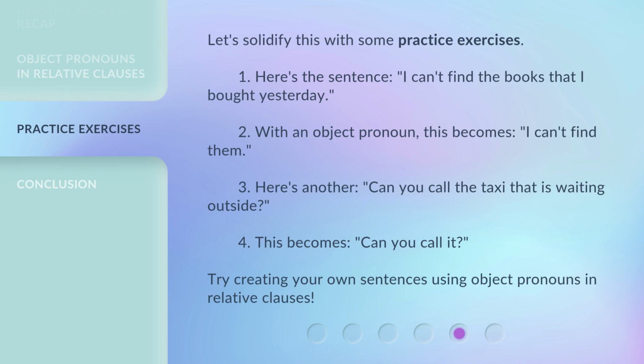Let's solidify this with some practice exercises. 1. Here's the sentence. I can't find the books that I bought yesterday. 2. With an object pronoun, this becomes, I can't find them. 3. Here's another. Can you call the taxi that is waiting outside? 4. This becomes, can you call it? Try creating your own sentences using object pronouns and relative clauses.